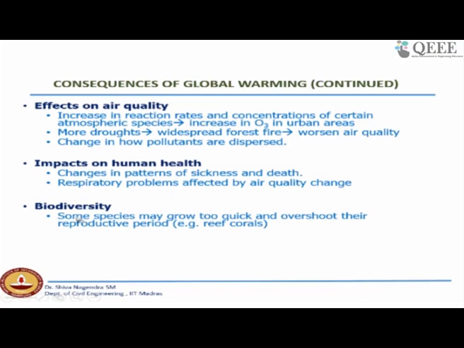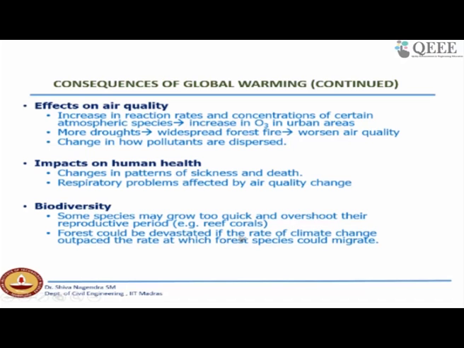Coming to biodiversity, some species may grow too quickly and overshoot their reproductive periods. Sometimes in reef corals, this can happen. Then forests could be devastated if the rate of climate change outpaces the rate at which the forest species can migrate. So this is another issue. Forests can be devastated with the increase in climate change with global warming. Then change in pattern of ocean current, this can also change.